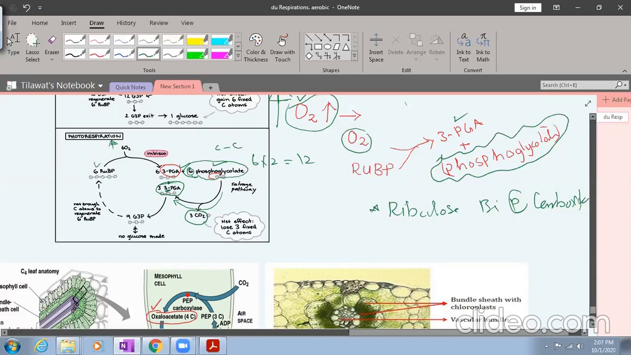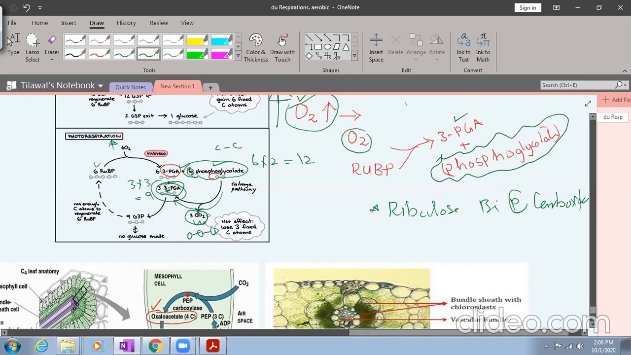So these 6 phosphoglycolate will form how much? 3 phosphoglycerate molecules, and phosphoglycerate is a 3 carbon molecule. So 3 multiplied by 3, what? 9. We got 9 carbon from that. So it means on the way it released carbon dioxide, so we lost this 3 carbon. When we lost this 3 carbon, what does it mean? We are losing RuBP.